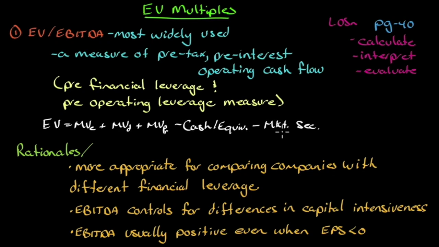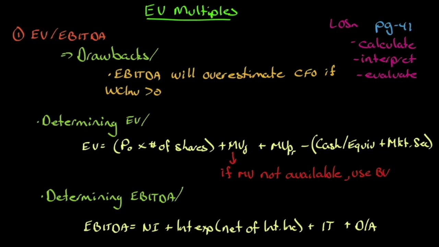The rationale for using an enterprise value to EBITDA measure: it is more appropriate for comparing companies with different financial leverage, of course. EBITDA controls for differences in capital intensiveness. Excellent. And EBITDA is usually positive even when earnings per share is negative. The big drawback with using EBITDA as a measure of cash flow, enterprise value to EBITDA, is it overstates cash flow from operations if we're making continual investments in working capital. So we have growing needs for working capital. So that's the drawback. I think you saw that right away.